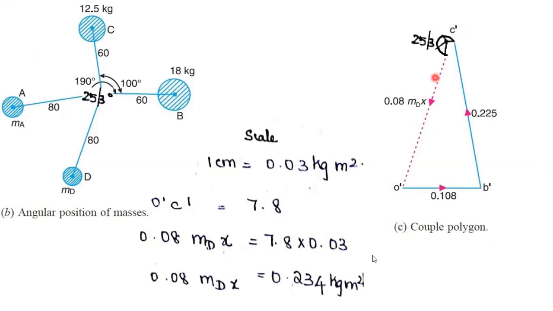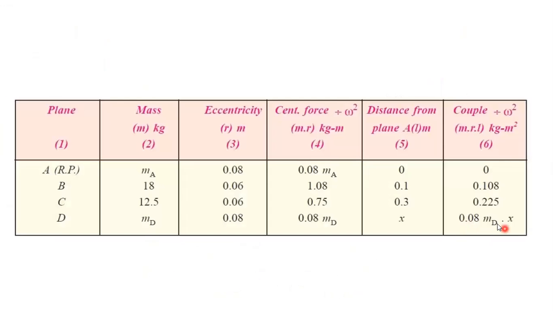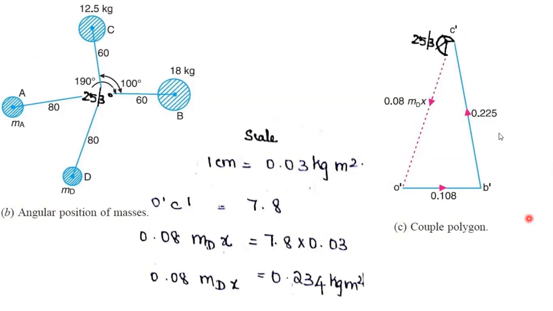The closing of the polygon will be giving the resultant value. The resultant value is nothing but 0.08 mdx, but here there are two unknowns, so it's very difficult for us to find, but just keep it as it is. So now join it in a dotted line, and try to put the arrowhead. It's going like this, and the arrowhead is very important, and try to measure the angle. If you measure, you'll be getting 253 degree. So this line will be denoting the mass D. Now we have determined the angular position of mass D, which is 253 degree.